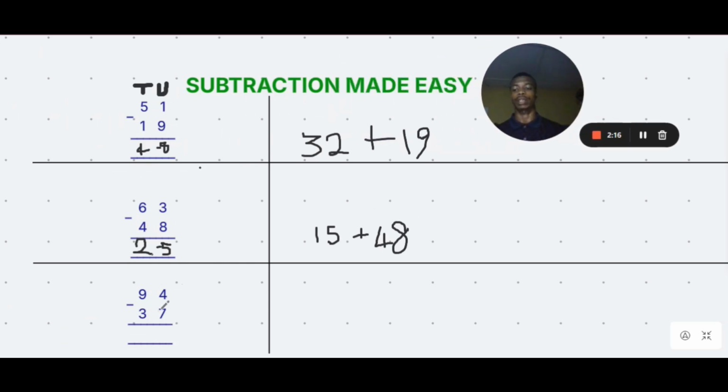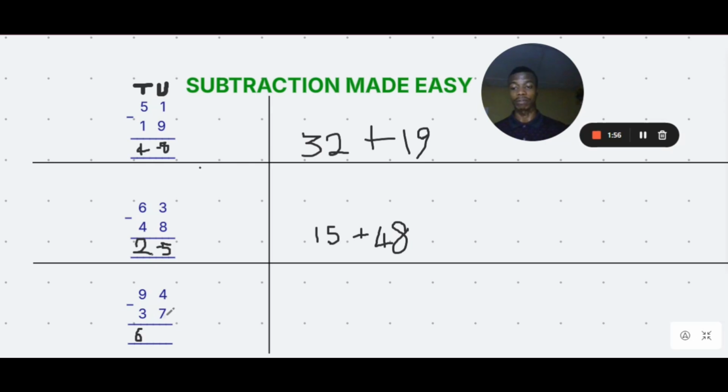Now let's come to the last example here. 94 minus 37. Once again, we're beginning from the left side. 9 minus 3 is 6. Once again, this is the tens row. So this is 9 tenths minus 3 tenths, giving us 6 tenths. Keep in mind, this 6 is not 6 ones, it's 6 tenths.